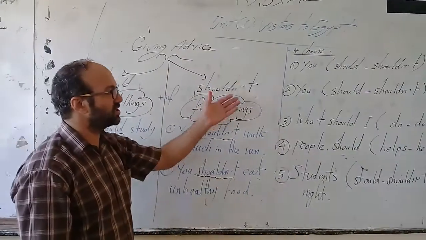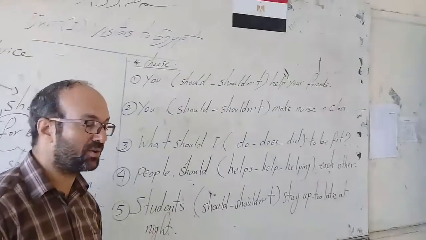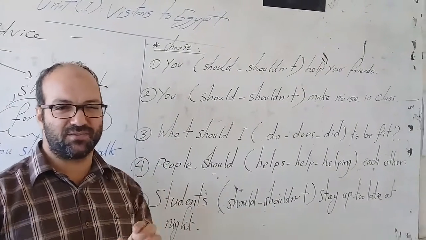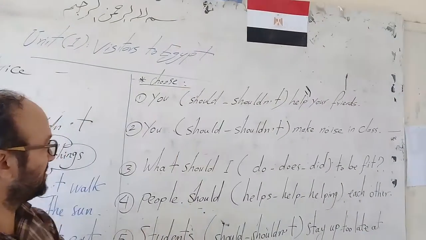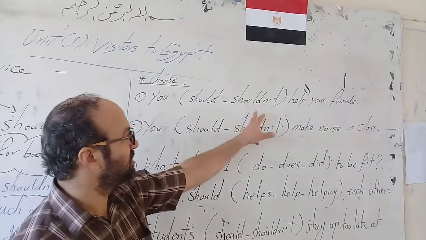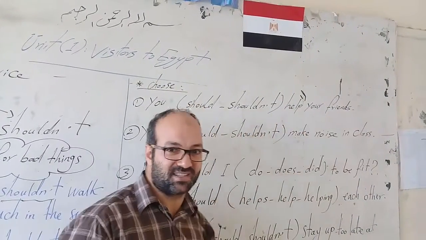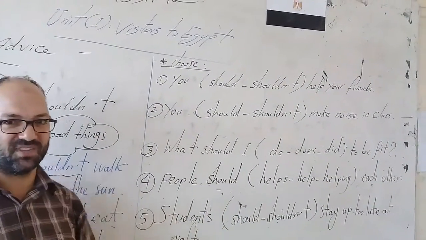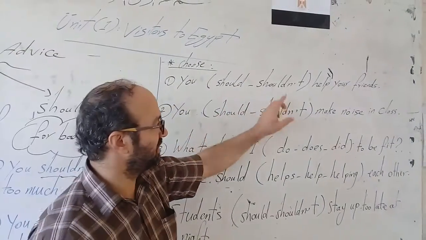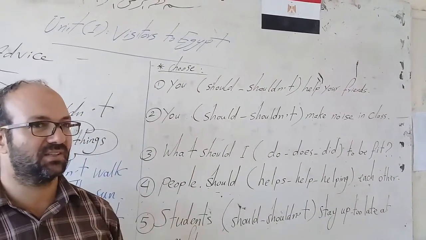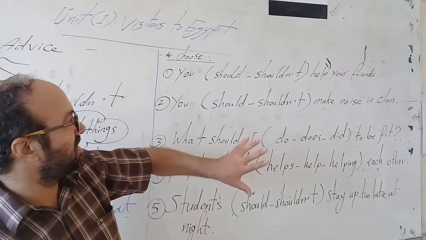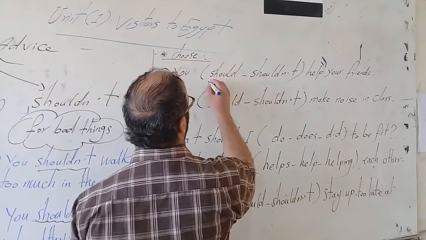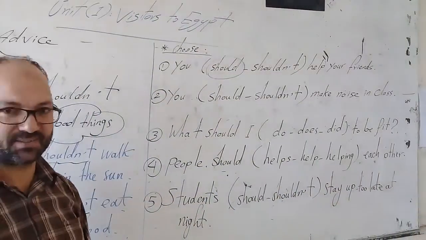We have some choose sentences. Look here, my dear students. You can guess the right answer. I will give you seconds to get the right answer. Number one, you shouldn't help your friends. You know the meaning of help your friends. What will the answer be? Should or shouldn't? Try to think. The right answer is should. You should help your friends.